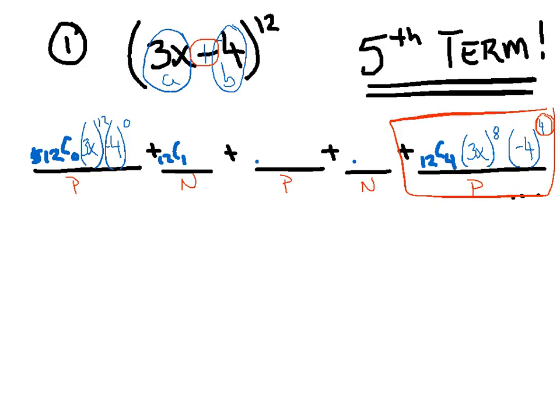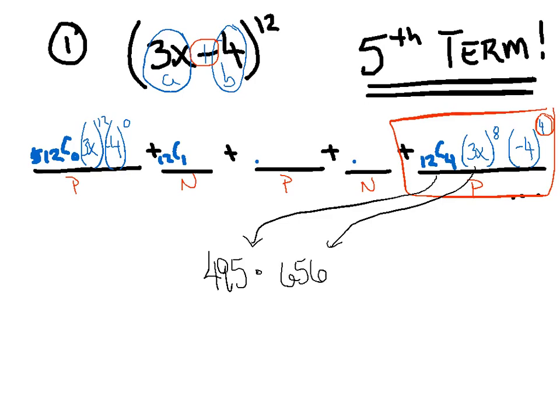Anytime this is an even number, you're going to end up with a positive term as well. Now for the number crunching, and this was my calculator work out here. I plugged in the 12C4, and my calculator spit out 495. Now we're going to multiply that. I plugged in 3 to the 8th, and my calculator spit out 6,561, and then of course x to the 8th. That part wasn't on my calculator. And then I typed in 4 to the 4th, or more specifically negative 4 to the 4th, with the parentheses around it. But either way, it turned out to be 256 positive.